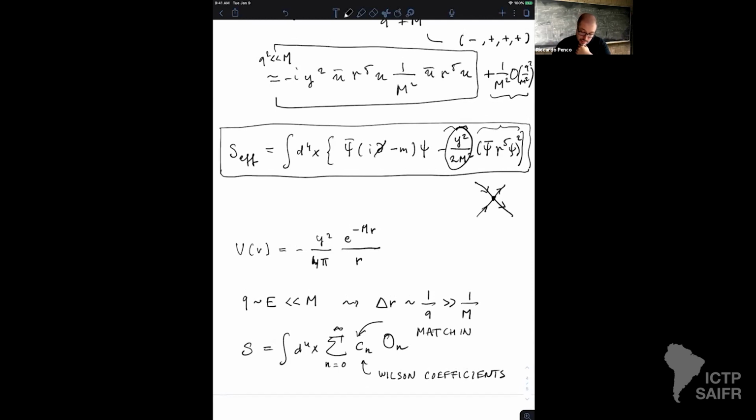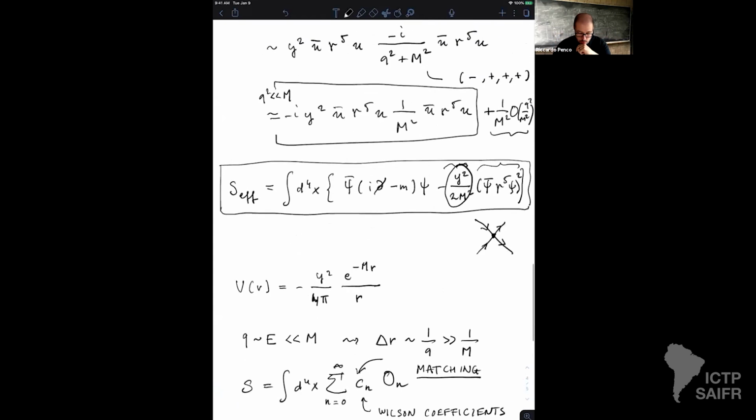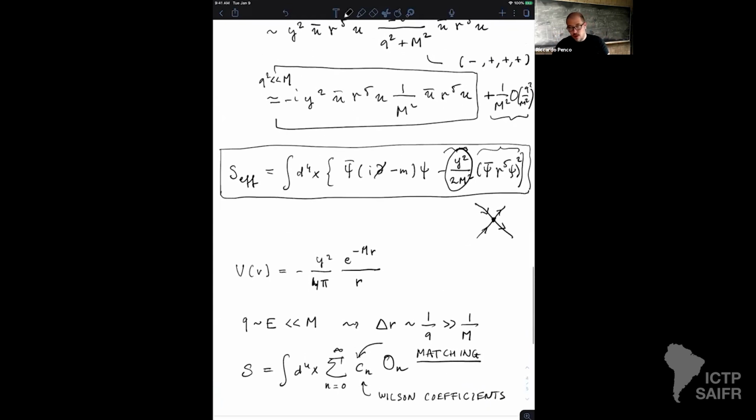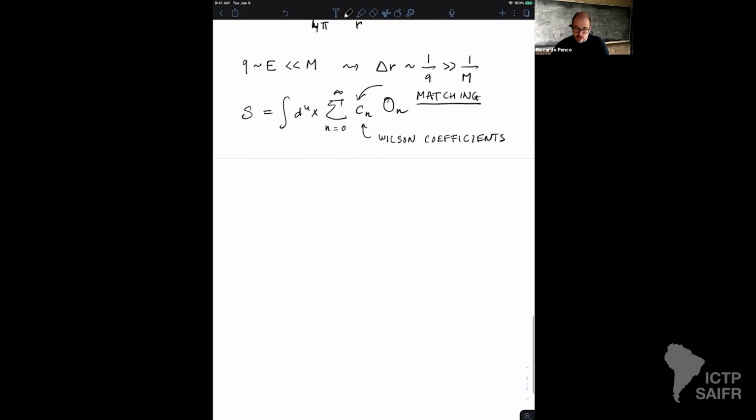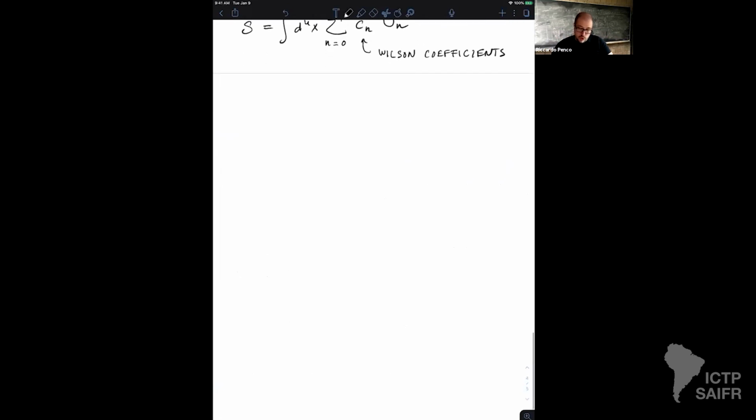And in practical calculations, this is done by just comparing scattering amplitudes in the effective theory and in the full theory. But it is helpful to have a more general viewpoint on how matching works and what is the relation between the full theory and the effective theory. And so that's what I'm gonna show you now in a moment.